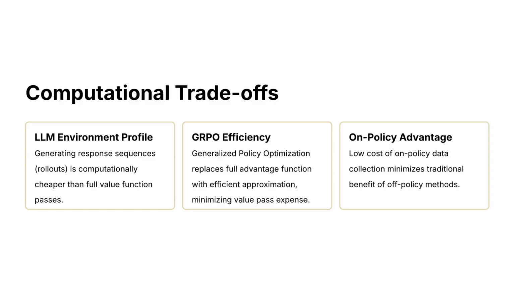costly at scale. This is where we get GRPO, the group relative policy optimization, which offers a more efficient alternative by replacing the full advantage function with a smart approximation. In practice, this means we can avoid heavy value function computation while still getting strong policy improvement, which greatly reduces the training overhead. And because generating on-policy data, meaning data sampled directly from the current model, is already cheap and plentiful, the typical advantage of off-policy methods becomes much less significant. In short, LLMs make on-policy approaches both practical and efficient, reshaping the usual trade-offs seen in reinforcement learning.